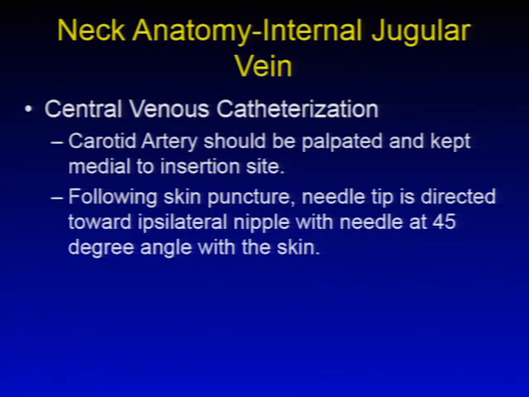When performing central venous catheterization of the internal jugular vein, the carotid artery should be palpated and kept medial to the insertion site. Following skin puncture, the needle tip is directed towards the ipsilateral nipple at a 45-degree angle with the skin.